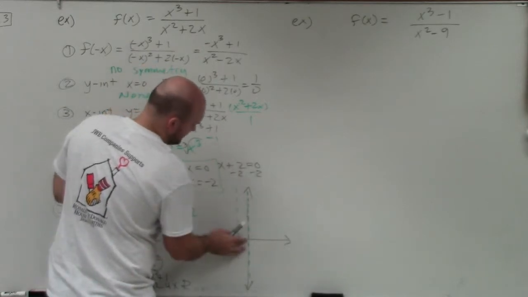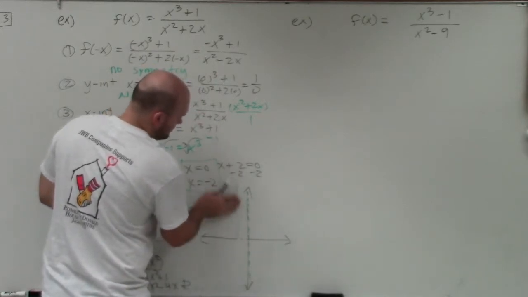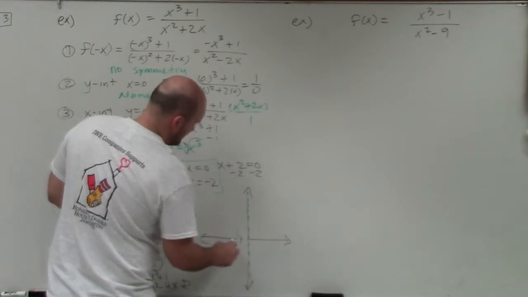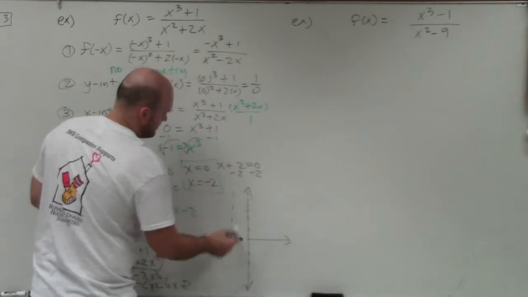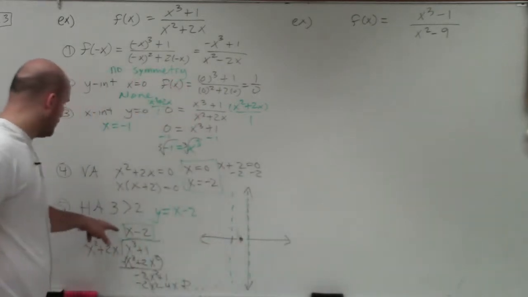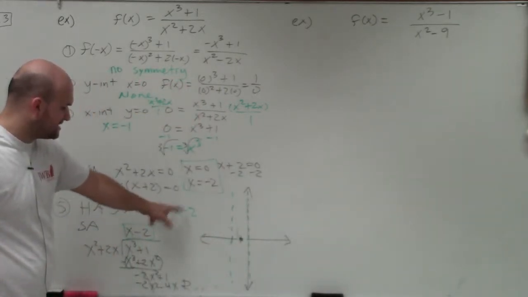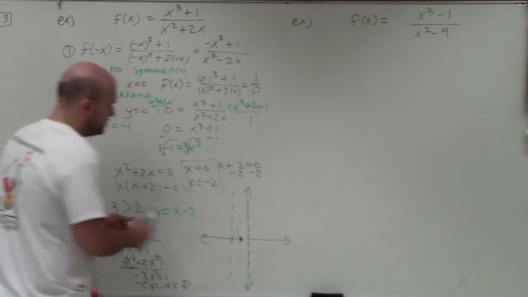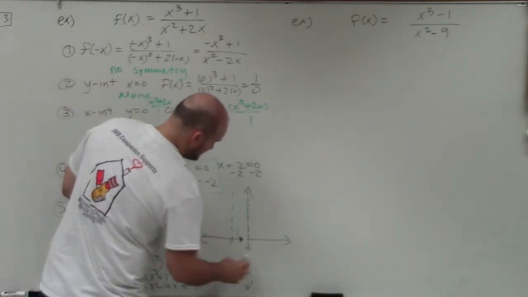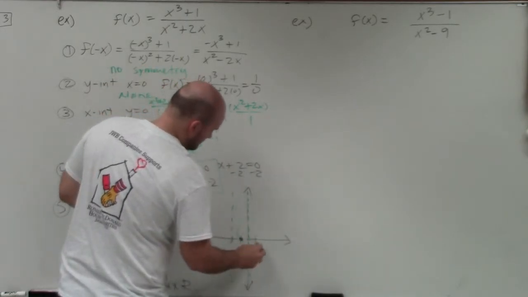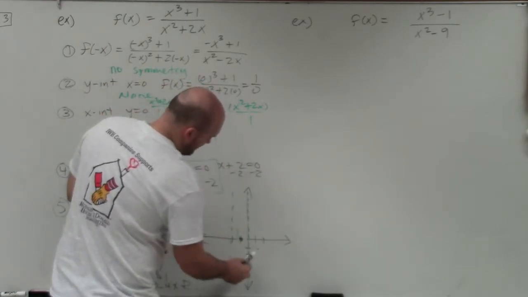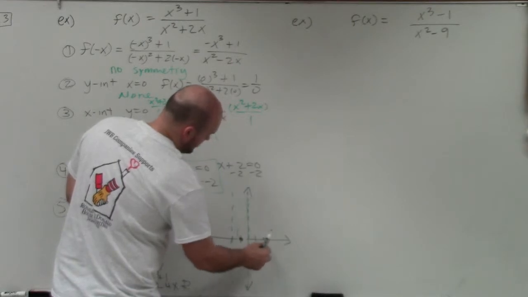Let's go a little bit farther out. Let's say -1's here. Then we have a slant asymptote at y equals x minus 2. So I'm going to go down to -2, and then the slope is up 1 over 1. So if here's my y-intercept, up 1 over 1, up 1 over 1.